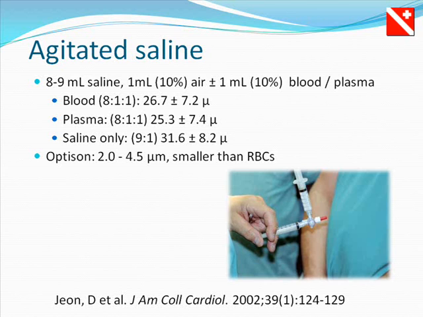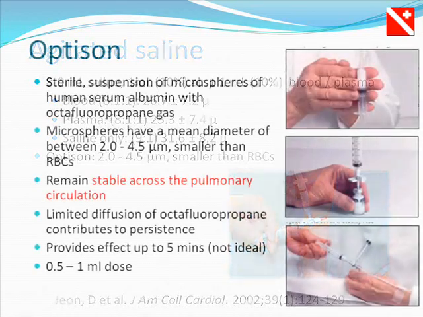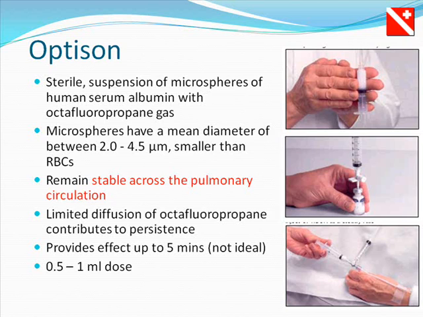And that's actually the problem we have with Optison. Very sexy, very expensive, but ultimately useless because it goes everywhere. After 10 seconds, everything's white. So this is Optison. We use it at Duke University, but as I say, it really does not allow us to make that intracardiac shunting distinction.